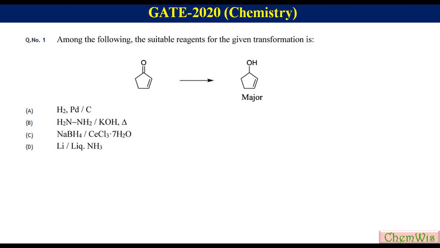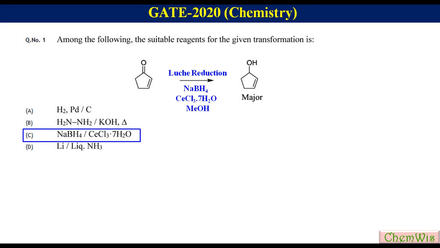Question number 1. In this, we have to select the suitable reagent for the transformation of cyclopentanone to cyclopentanol. In the given reaction, the carbonyl group of an alpha beta unsaturated ketone is getting reduced to alcohol, leaving the alkene untouched. This is a very well-known reaction called Luche reduction. This reduction is accomplished by NaBH4 in the presence of cerium chloride in an alcohol like methanol or ethanol. So, option C is the correct option.